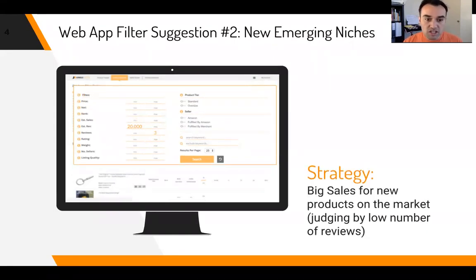Web app suggestion number 2. This is where you want high, it could be high sales or revenue. We've got revenue in here as an example at 20,000, even 10,000 in revenue is a huge number. So you want high sales or revenue and very, very low reviews. So we're talking like 3 reviews or 5 reviews, a very low number. What this would suggest is that this is a new emerging niche. It's a new product that's come out that's selling very well to start with, okay?